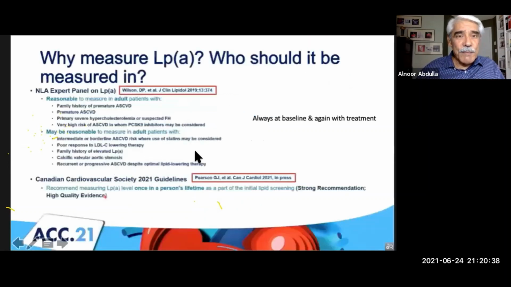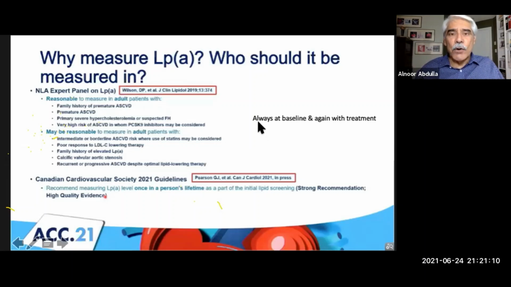So who should we measure Lp(a) in? They say that we should measure it in people who have strong family history of premature coronary artery disease or have developed premature coronary artery disease or primary hypercholesterolemia, or it is reasonable to measure it in people who keep getting recurrent events, have poor LDL response. By the time you go through this list, which you will not remember next Thursday afternoon in your office, you will not know in whom to measure the Lp(a).